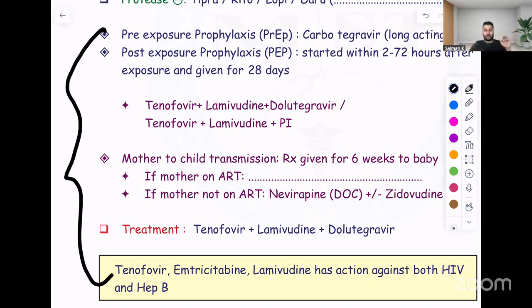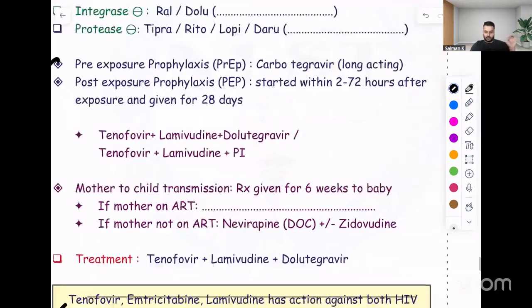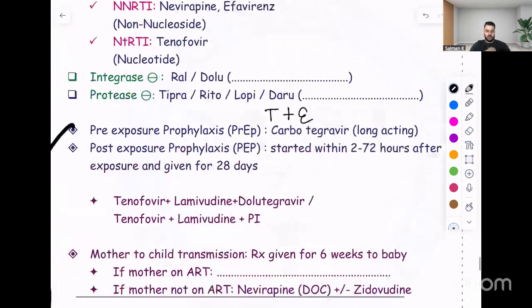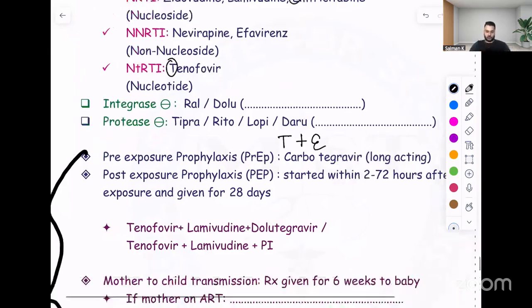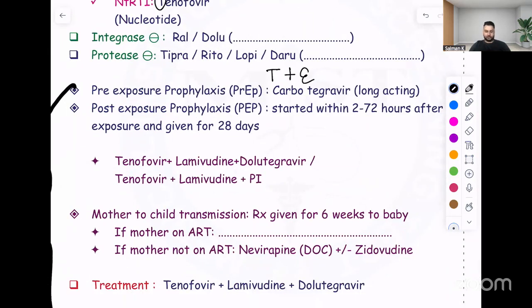People who are having high risk of exposure to HIV can take some prevention. Their prevention will be drugs called T and E. This is most commonly used. So what is T? T for tenofovir, E is emtricitabine. So what we generally use in prevention is T and E.